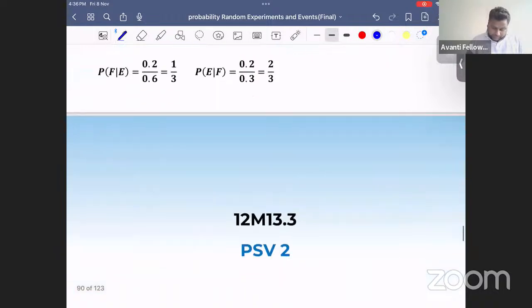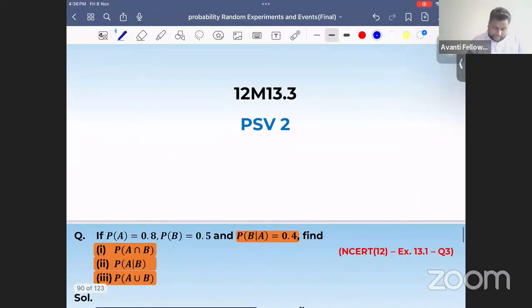Now, this is another question. P(A) is given to you as 0.8, P(B) is given as 0.5, and P(B upon A) is 0.4. Find P(A intersection B), P(A upon B), and P(A union B). So first of all, you attempt it. Tell me the answer. Quickly do.